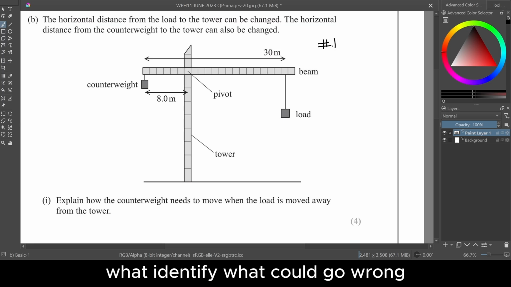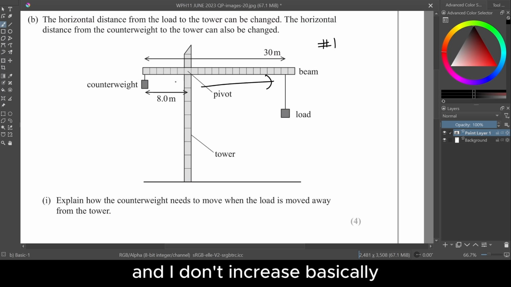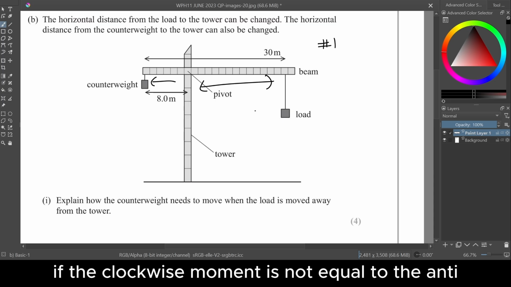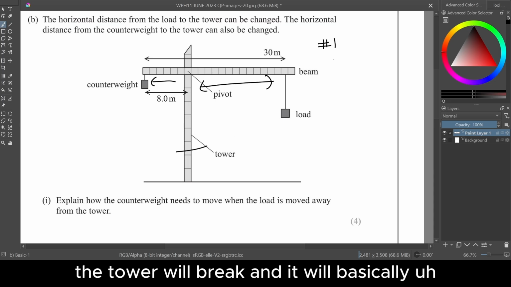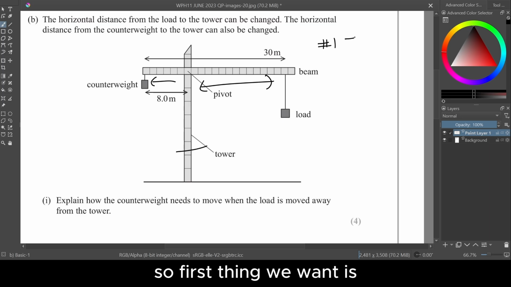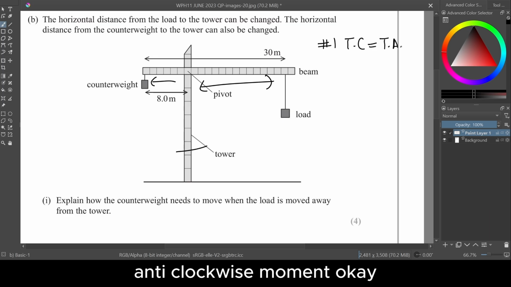Identify what could go wrong. If I increase the right side and I don't change the left side, if the clockwise moment is not equal to the anti-clockwise moment, then what will happen? The tower will break and it will fall down, and we don't want that. So the first thing we want is total clockwise moment equal to total anti-clockwise moment.